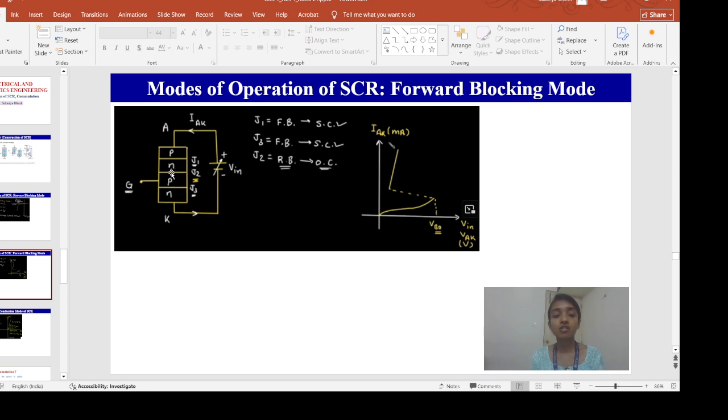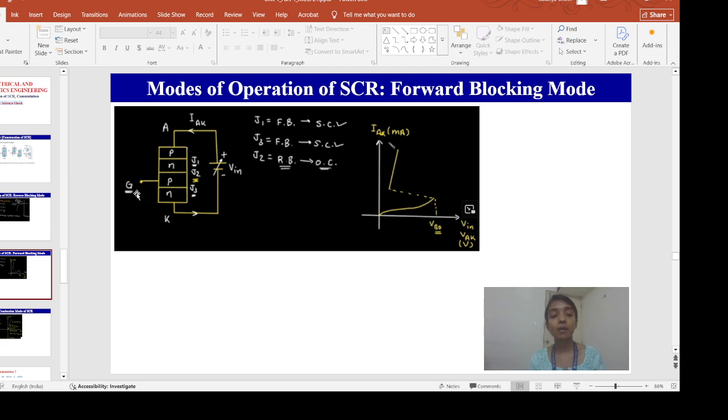Okay. That means there is a way that if we increase this anode to cathode voltage, we can cause a breakdown at the depletion region existing at J2, where the width of the depletion region is very high, and the depletion region will vanish. So this is a way of turning on the SCR, but this should not be followed to turn on the SCR, because if it happens, your SCR will get damaged. Okay, so what is the way out?